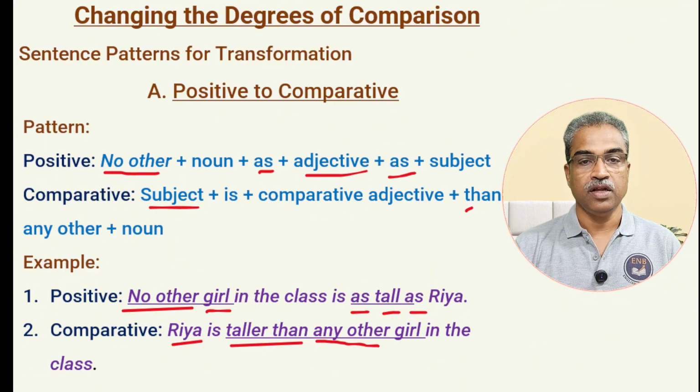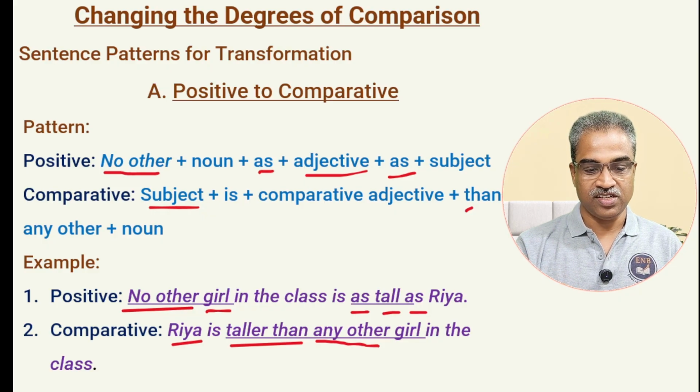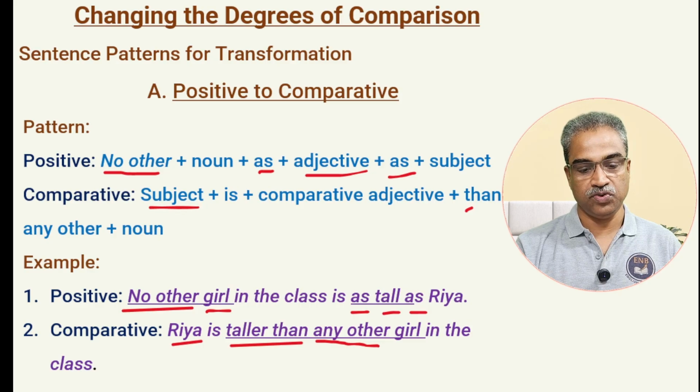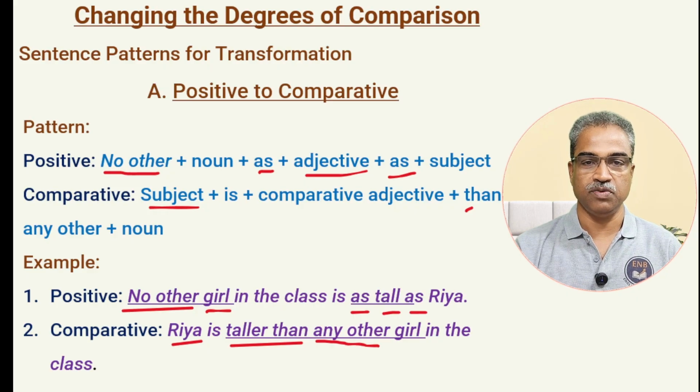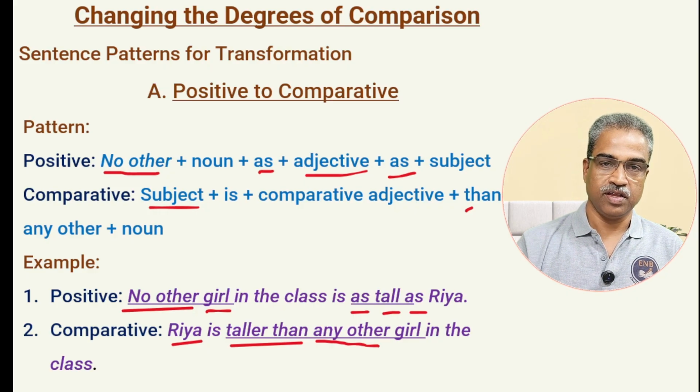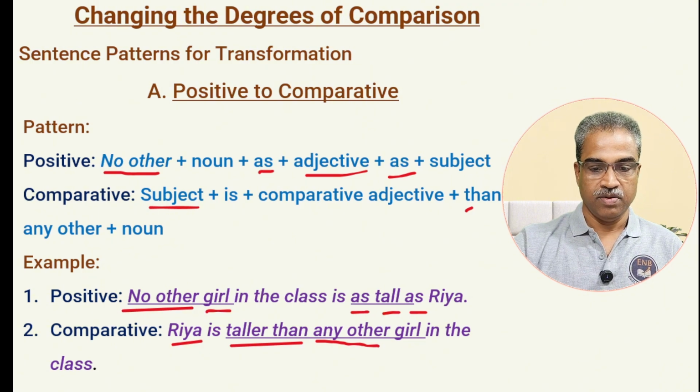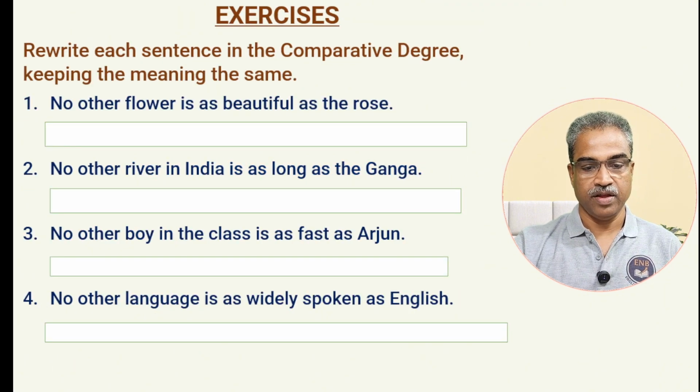Think about it and you will find both these sentences mean the same thing. But we have changed from no other positive to comparative here. Or from comparative sentence, if I give as a question, to positive. This is the way to do it. Okay, so let's just work out this one and say, rewrite each sentence in the comparative degree, keeping the meaning. That means the 4 sentences that you see here, they are all in the positive.